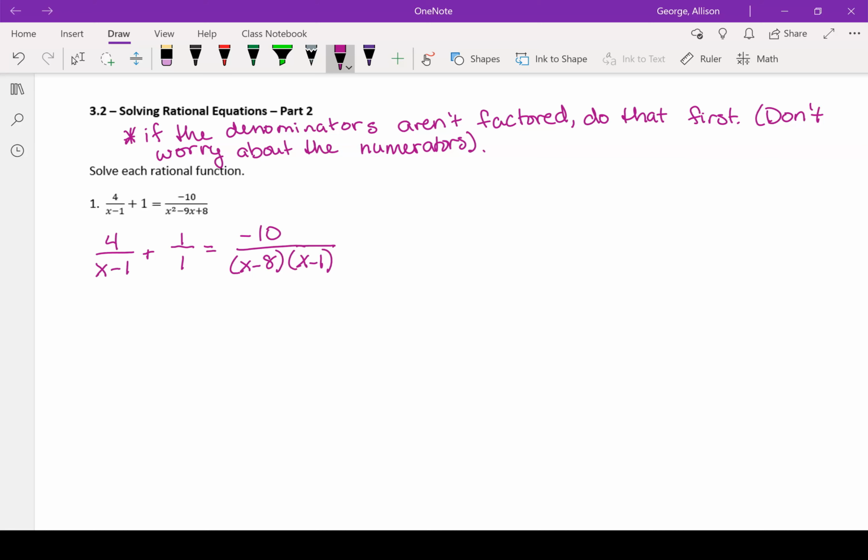Alright, and then from here we're just following the same steps as we did in the last video. We need to find our least common denominator, multiply them together. So in this third fraction, we have x minus 8, and then we already have an x minus 1. So we just need to add the x minus 8. So that's going to work out to be x minus 1 times x minus 8. That's our whole common denominator. So that's what we're going to multiply by.